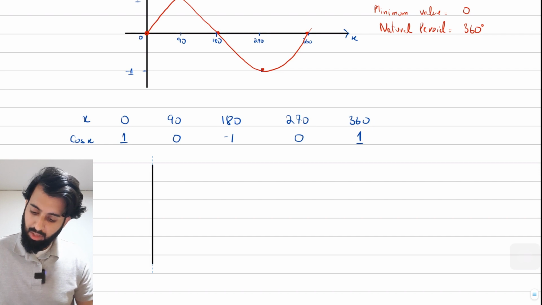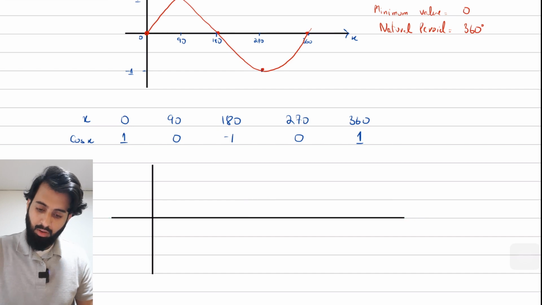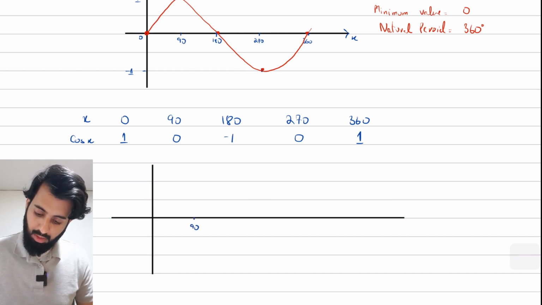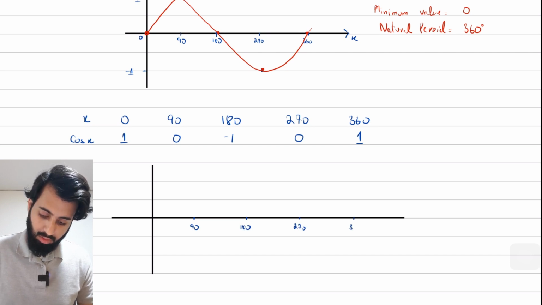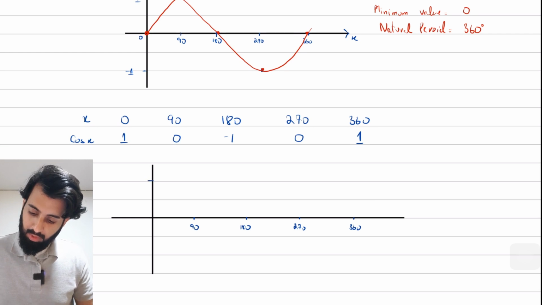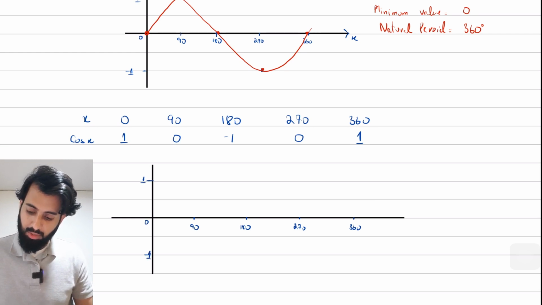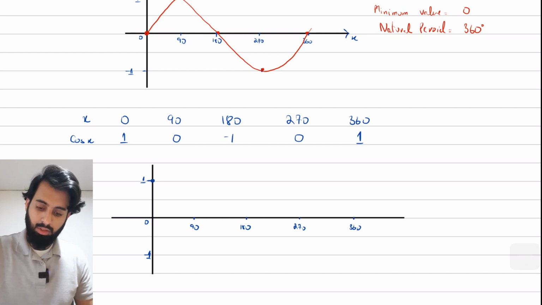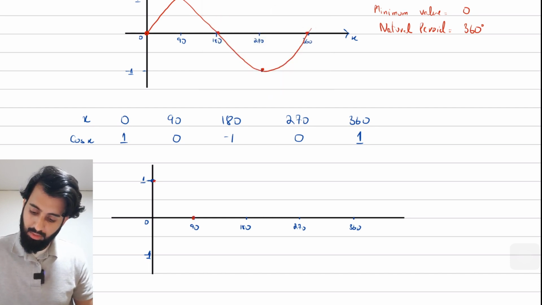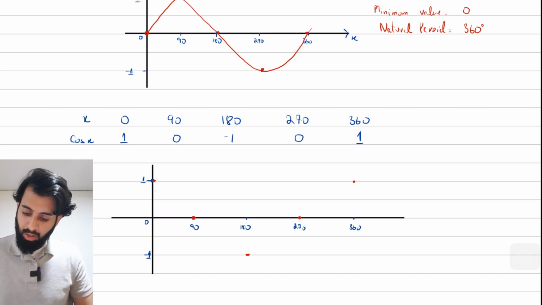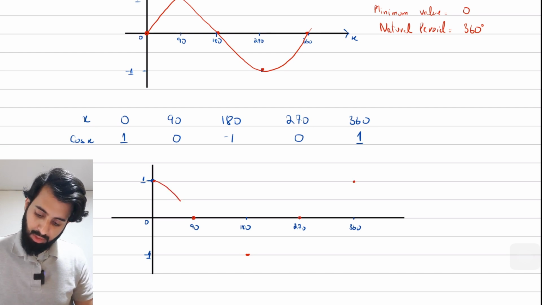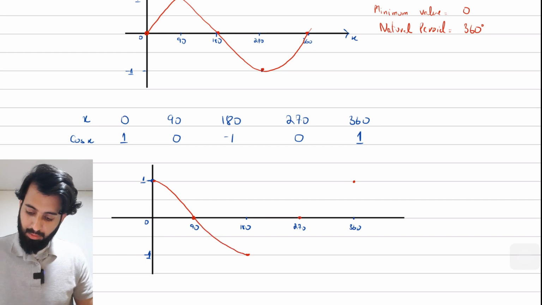So let's quickly make a sketch of this and see what it looks like. Here we have 90, 180, 270, 360. Here's 1, here's 0, here's -1. At 0, cos x is equal to 1. At 90, cos x equals 0. At 180 it's equal to -1. At 270 it's back at 0, and at 360 it is back at 1. Let's join these 5 points with a smooth curve and see what we get. So there you go.